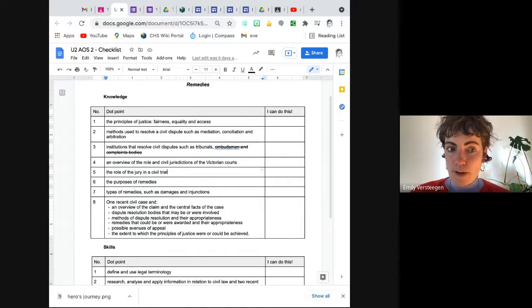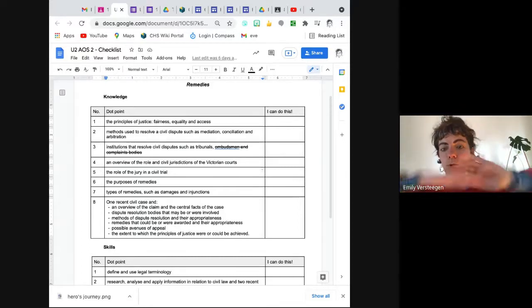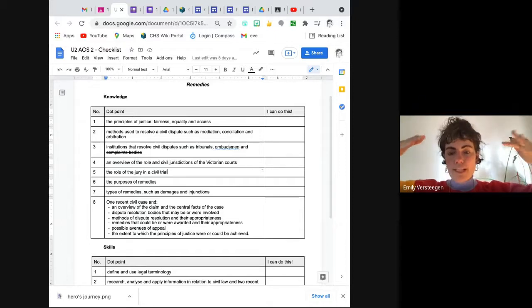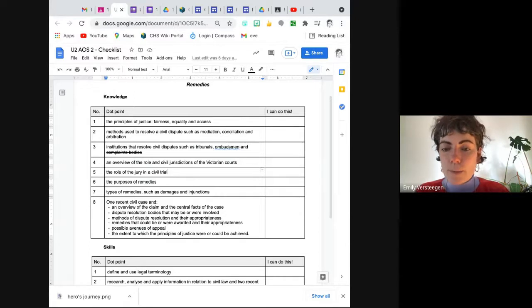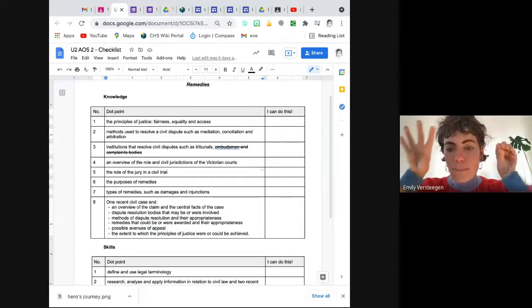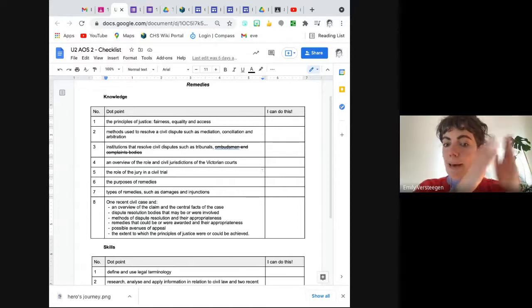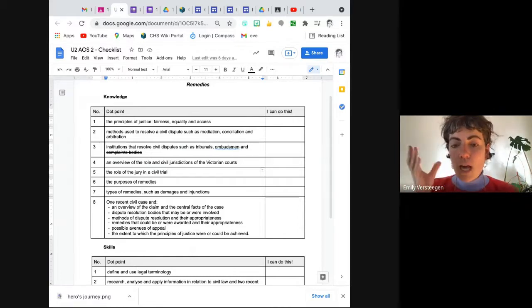Purpose of remedies. You need to know broadly the purpose of all remedies is to restore, as far as they can, the plaintiff to the position they would have been in had the civil wrong not occurred. But underneath that, we've got damages and we've got injunctions, and you need to know their specific purposes too, because damages do that restoration by the payment of money from the defendant to the plaintiff, to restore them to their position in a financial capacity.